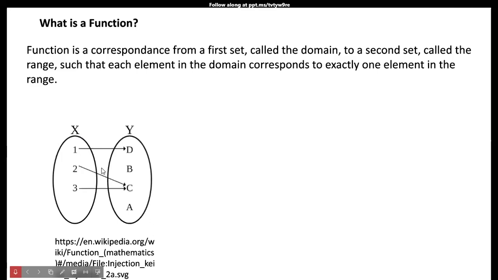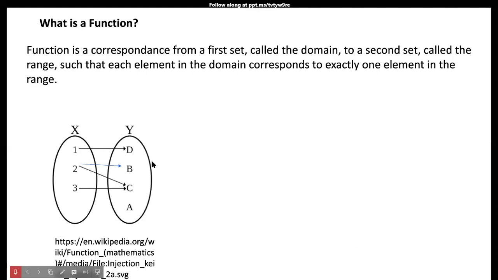This is a function because each one of these elements in our x value is mapped to a single element in our range. It's absolutely okay for two elements in our domain to be mapped to the same element in our range, just not for an element in our domain to be mapped to two elements in our range. So if 2 was also mapped to B, then that is no longer a function, because 2 would be mapped to two values in our range, not exactly one.